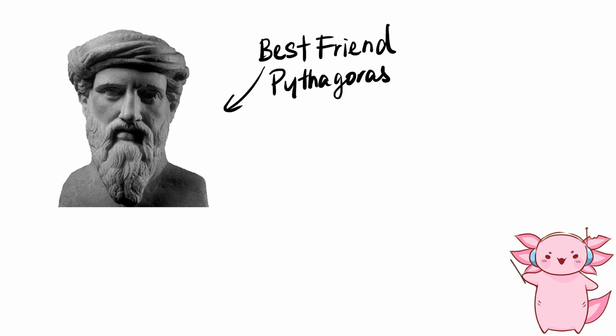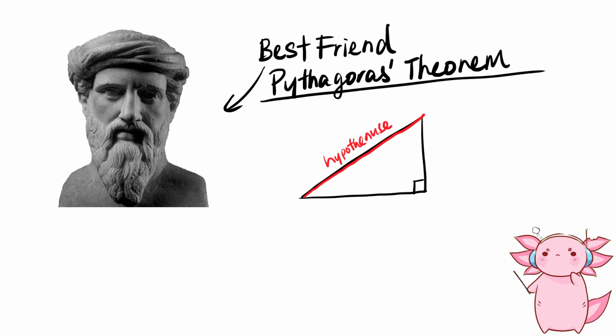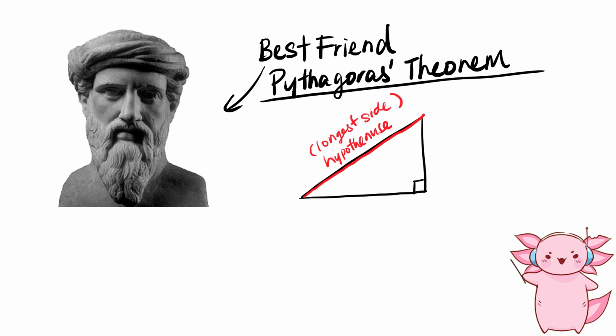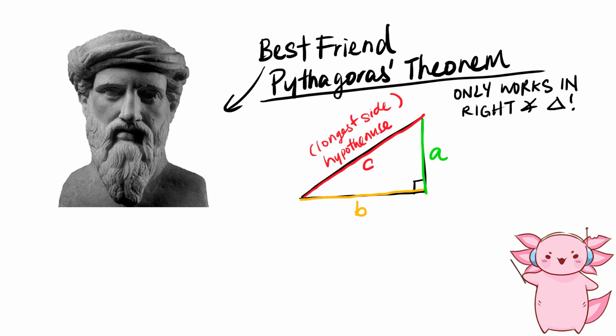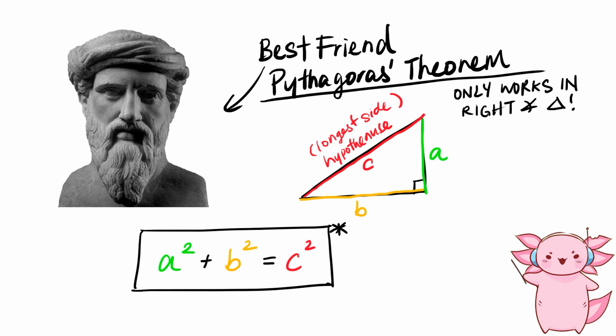To use our best friend Pythagoras' theorem, we first need to identify this thing called the hypotenuse, which is the longest side of a right-angled triangle. Pythagoras' theorem only works in a right-angled triangle, and we call the hypotenuse C, and we call the other two sides A and B. So the magic formula is A squared plus B squared equals C squared.